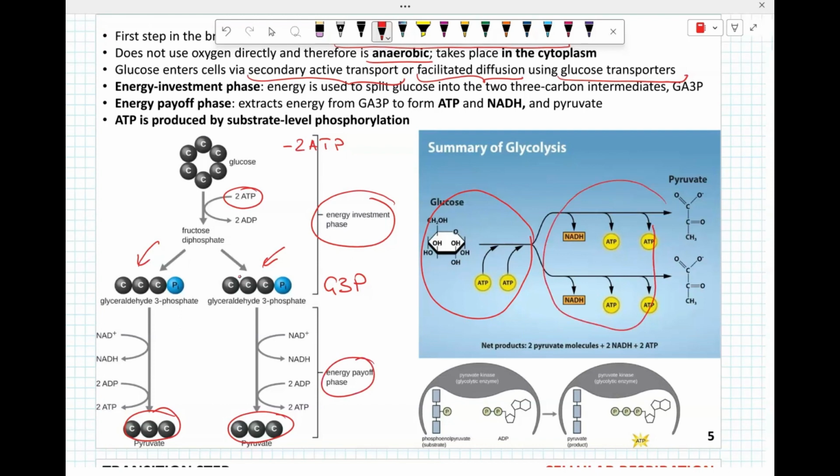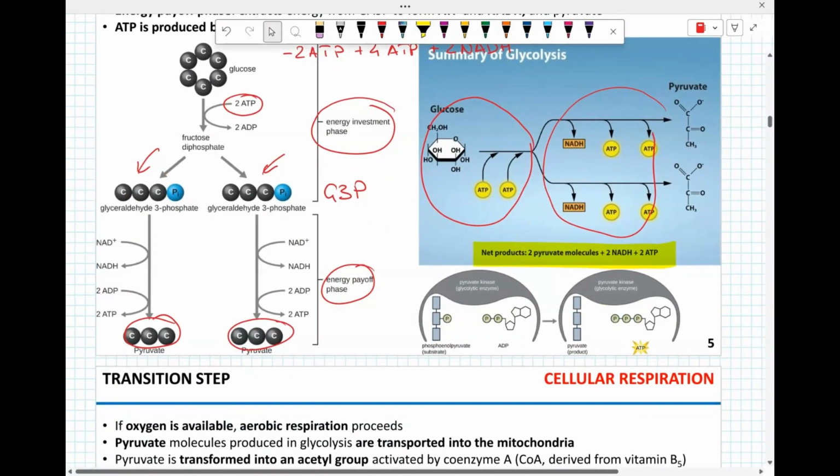If you look at the diagrams, you realize that for each 2 ATPs spent in the energy investment phase, the energy payoff phase produces 4 molecules of ATP and 2 molecules of NADH, essentially the ones that carry high energy electrons. Therefore, the net production of glycolysis is 2 pyruvate molecules, 2 molecules of NADH carrying high energy electrons, and 2 ATPs. How is ATP produced during glycolysis? It is produced via substrate level phosphorylation.